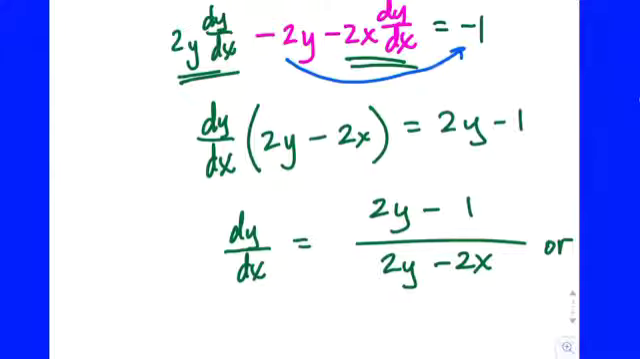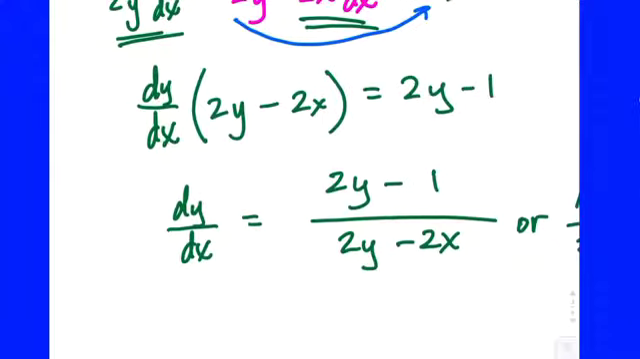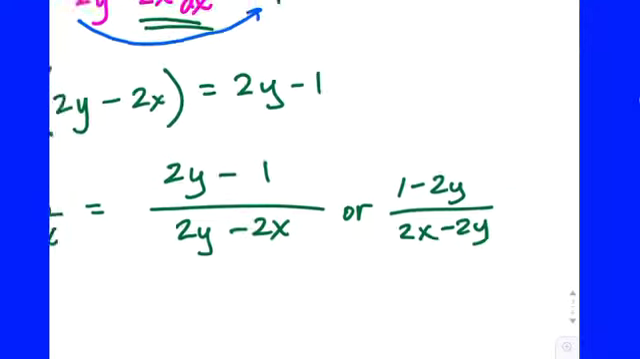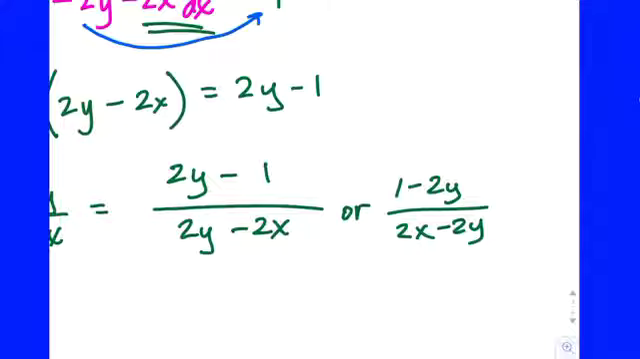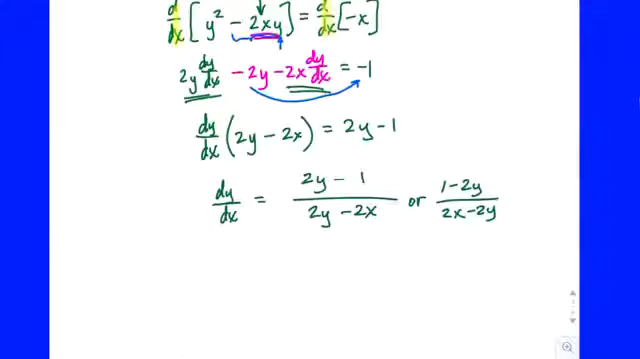Sometimes on a multiple choice, you might be lining up your answer to answer choices that are in terms of x and y. So if you know you've done it right and you don't see your answer, just realize that you could have collected your dy/dx's and everything on the other side of the equation. If so, all of your signs are going to differ. So all you have to do is multiply by negative 1 over negative 1. And again, what it does is it just changes the signs of everything. So instead of 2y minus 1, you have 1 minus 2y over 2x minus 2y. So subtraction normally isn't commutative, but when you commute both the numerator and the denominator, it's like multiplying by negative 1 over negative 1. So either one of those could be your answer.